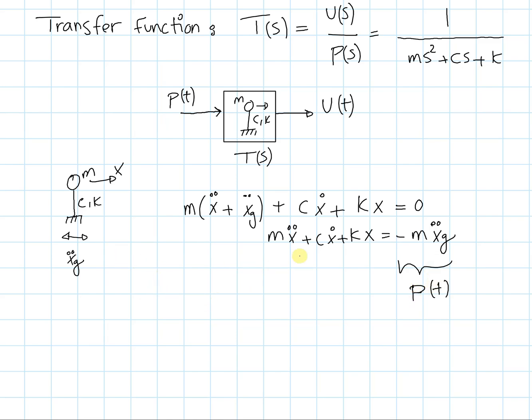So now what I can do is a Laplace transform on this equation of motion, and I'll have ms squared plus cs plus k times X(s) equal to minus m x double dot g(s). The reason why I don't have an s squared here is because I want to keep my input as ground acceleration. If I do this s squared, then my input becomes ground displacement. And usually with earthquakes, we work with input ground accelerations, not displacements.